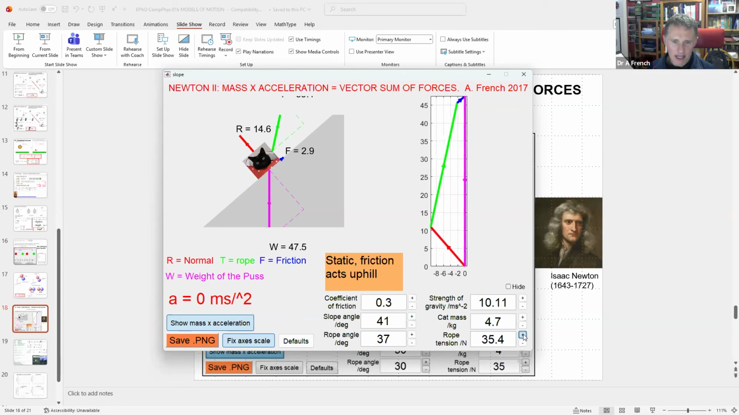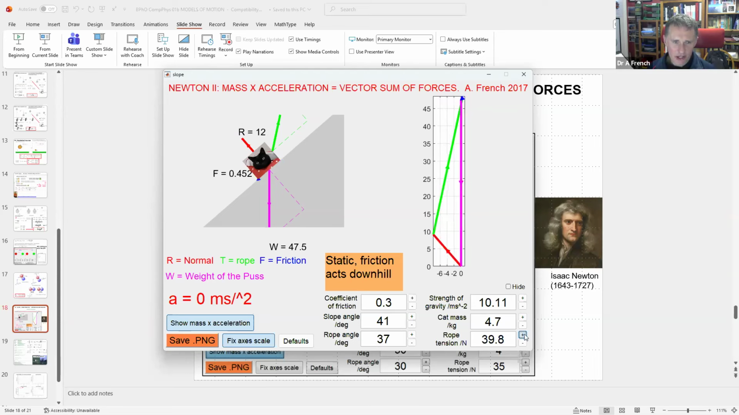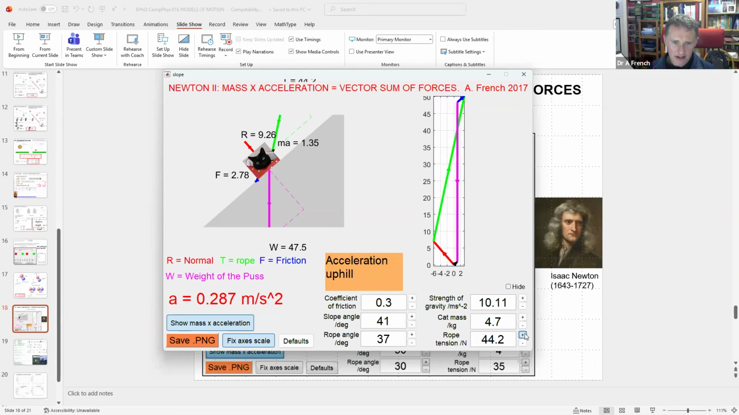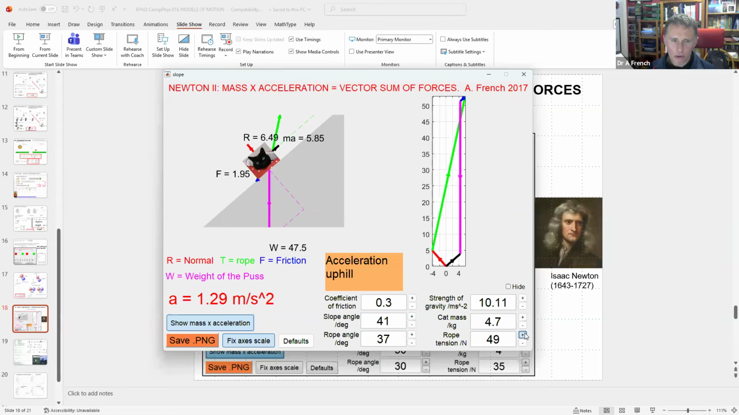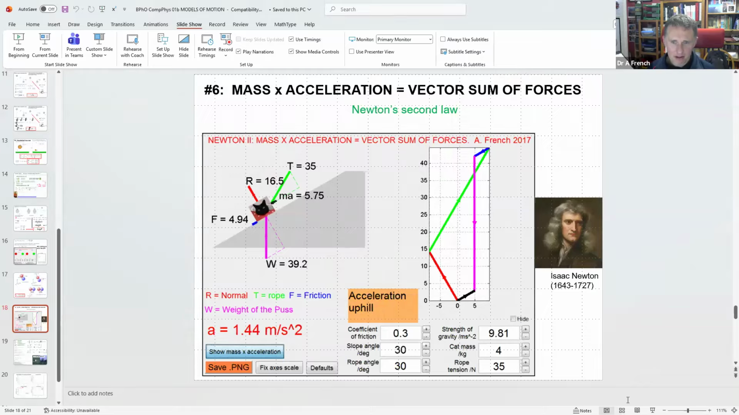Okay, and then we can keep going until eventually our friction acts the other way, but we're still uphill. And then eventually we start to accelerate uphill. Okay, so you can start to explore all the situations. All right, so there we are.